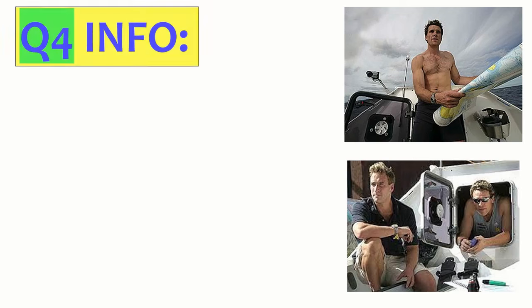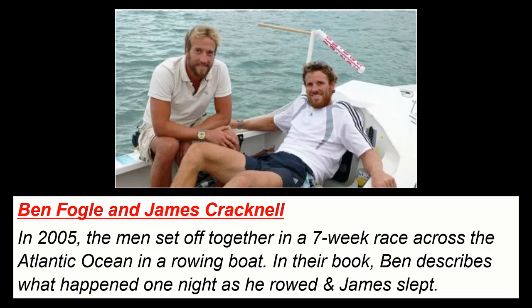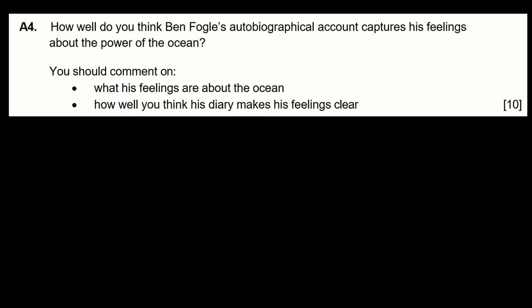Okay, question 4. So it's just the same as question 2, but on the other extract. 15 minutes, 10 marks. Try to do 5 to 10 quotes. And this is the second extract, which is about in 2000, the men set off together for a 7-week race across the Atlantic Ocean in rowing boats. Remember, it's Ben Fogle and James Cracknell. This extract describes Ben rowing the boat while James was sleeping. And the question is, how well do you think Ben Fogle's autobiographical account captures his feelings about the power of the ocean? So this is Ben writing it.